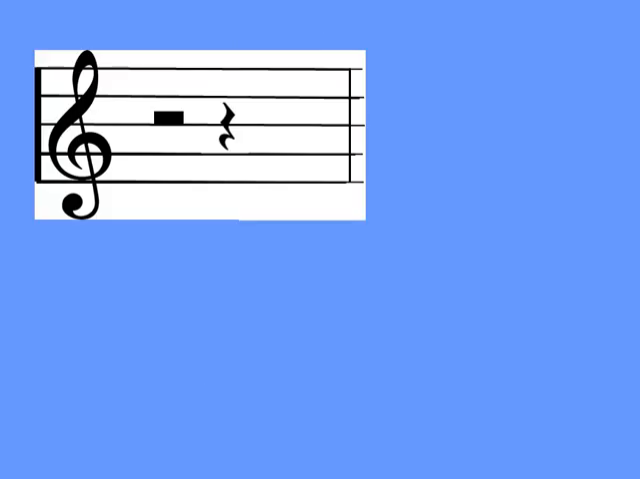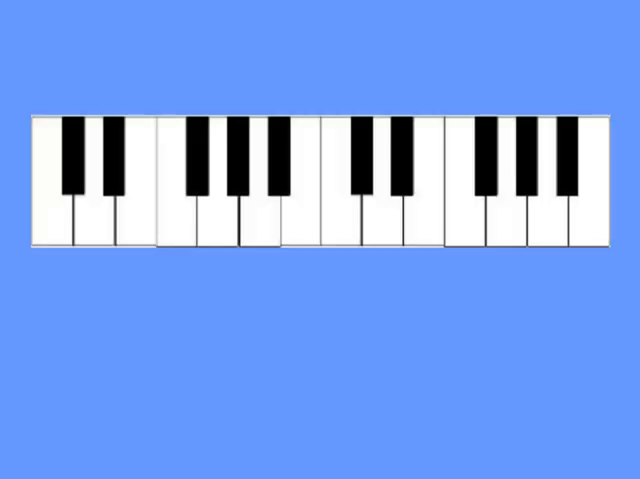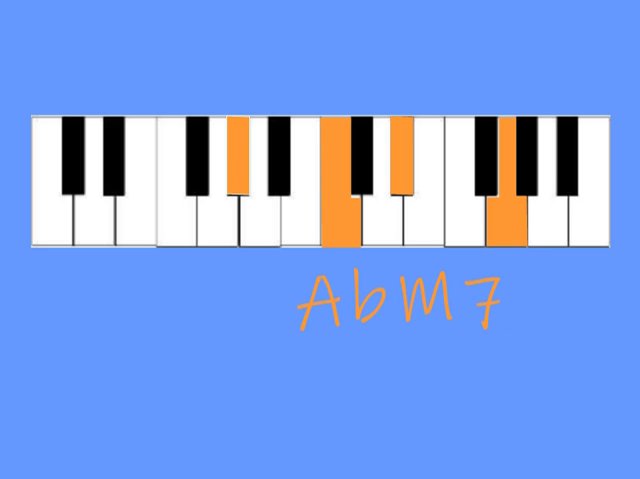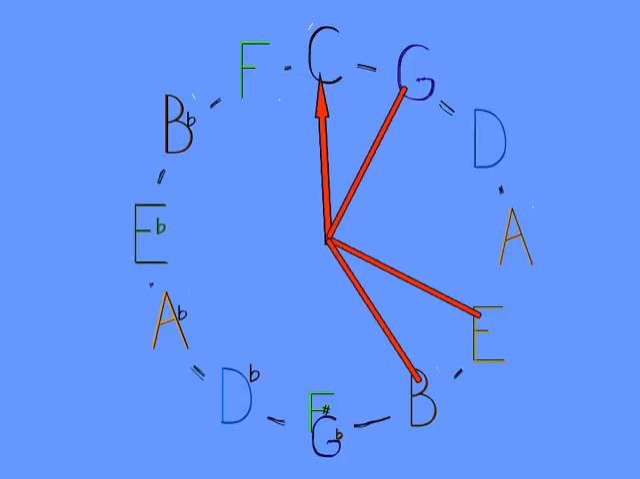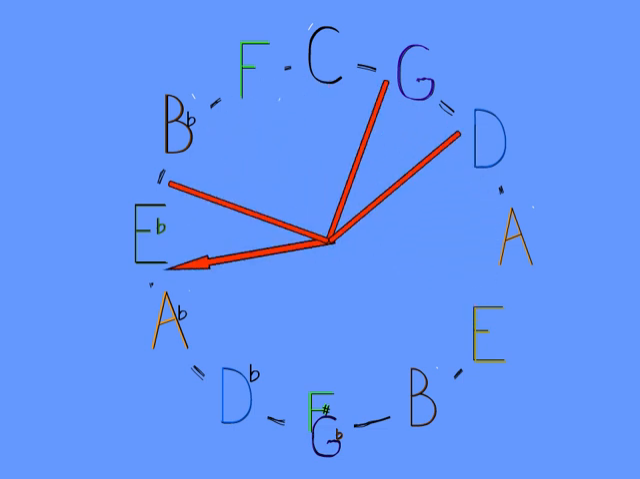A four-note chord is simply a three-note chord with the seven note added. On the staff it looks like this, or this. On a piano it looks like this, or this, or this. These are major seven chords. On the circle, a major seven chord always has this shape.